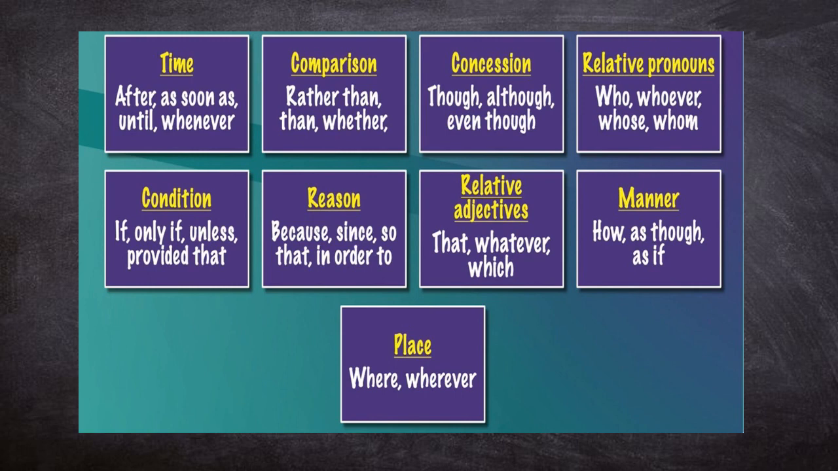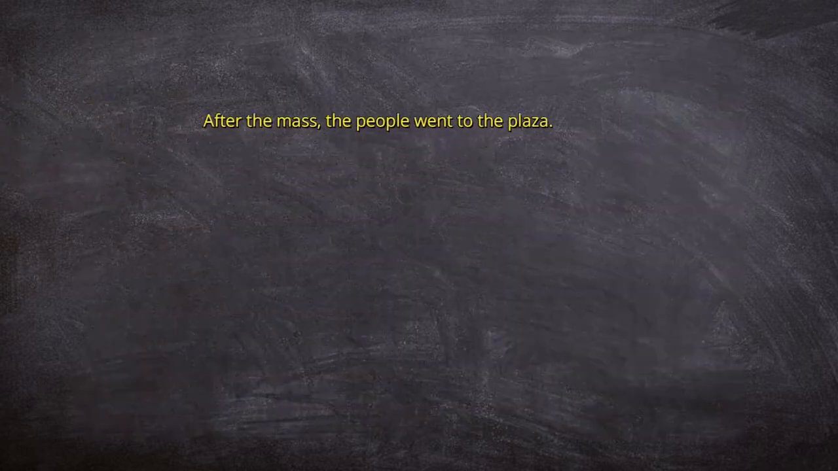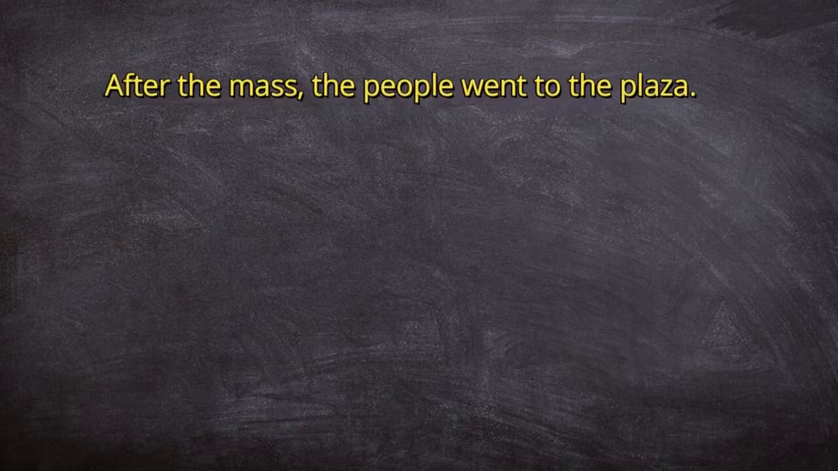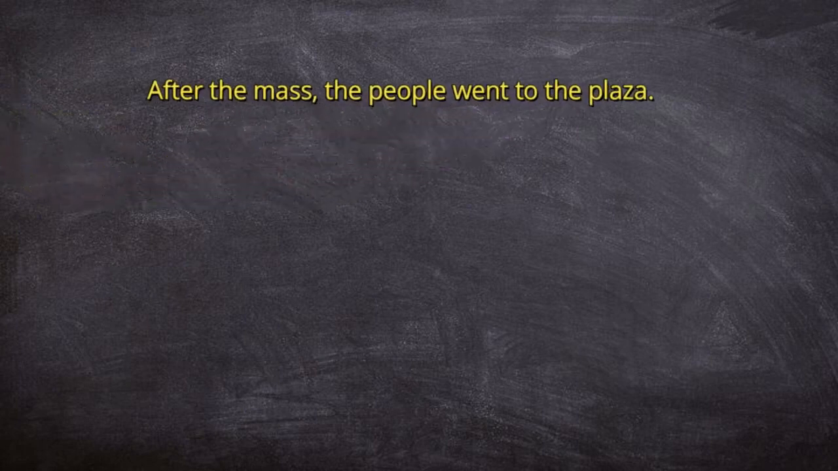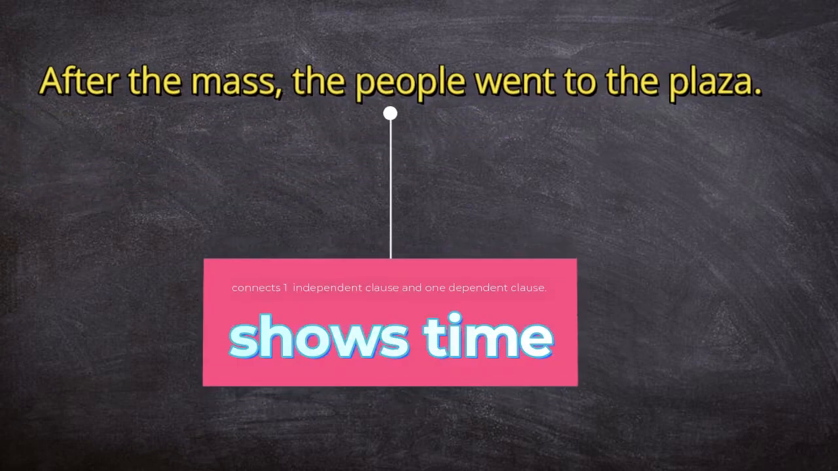For relative adjectives, we have that, whatever, and which. For manner, we have how, as though, as if. And for place, we have where and wherever. Tandaan, ito ang mga bagay o mga salita na ginagamit to express subordinating conjunction. Alright? Let's have an example. Let's have this example. After the mass, the people went to the plaza.